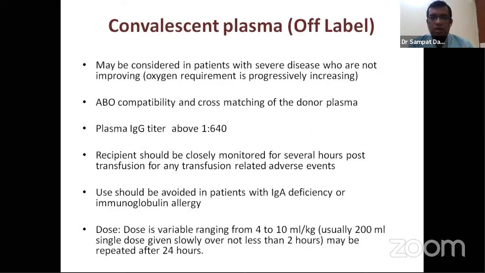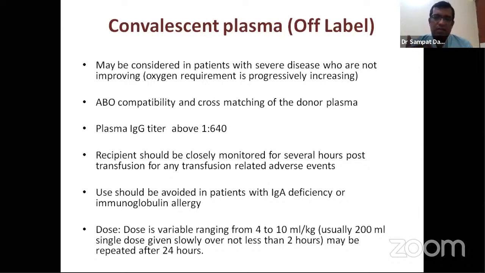Talking a bit about plasma, it is a new type of therapy which has to be given especially in the early part of moderate to severe disease. ABO compatibility is a must. IgG titer is being measured at RMRC.